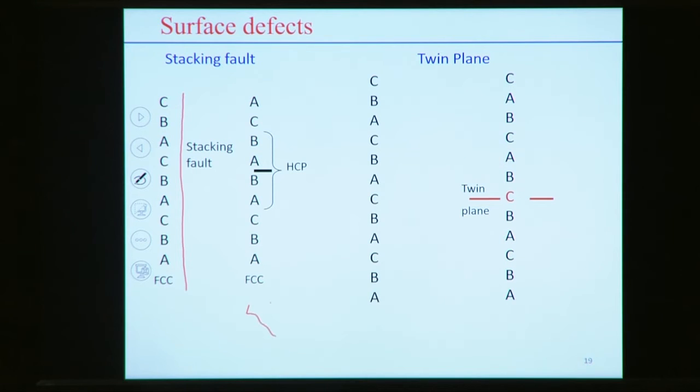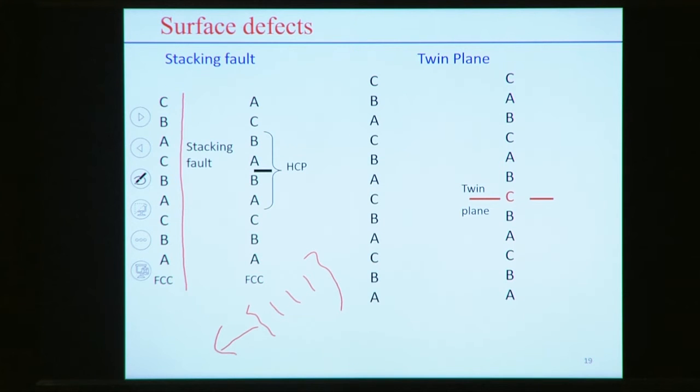But in the FCC structure, if we consider the stacking sequence or atomic arrangement of the different planes, those planes are normal to the 1-1-1 plane. If we define the 1-1-1 plane in the FCC structure and consider the stacking sequence normal to that plane, it follows A, B, C, and a similar sequence of arrangement, A, B, C, A, B, C. These are the typical stacking sequences in the FCC structure, but that stacking sequence exists normal to the 1-1-1 plane.